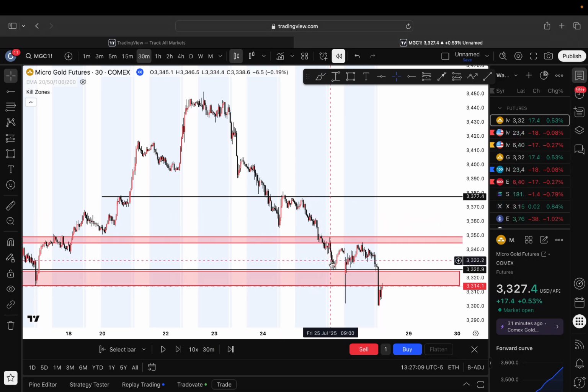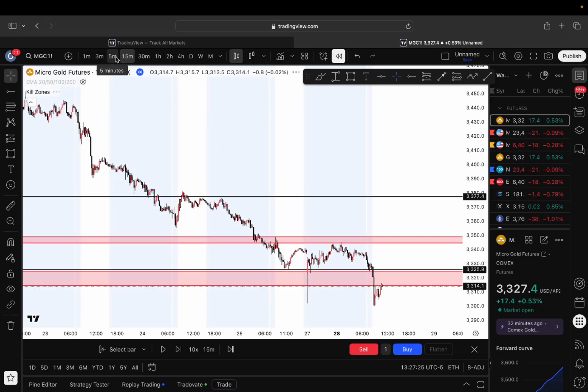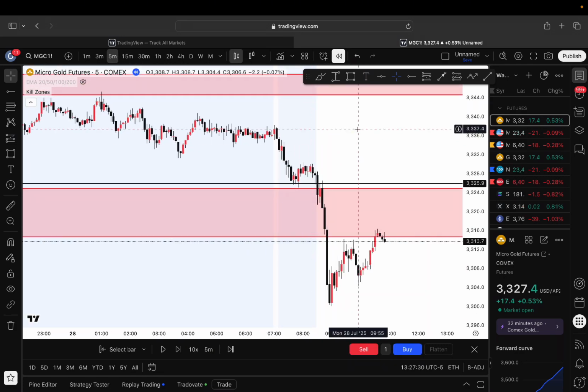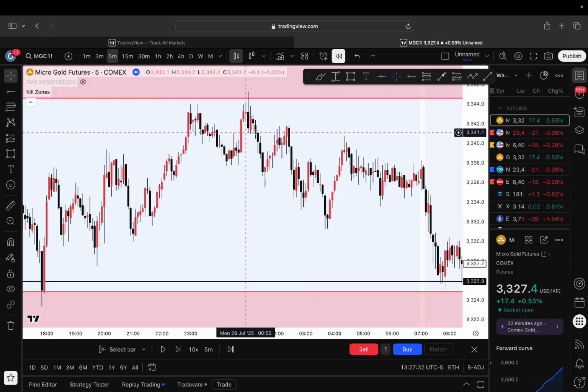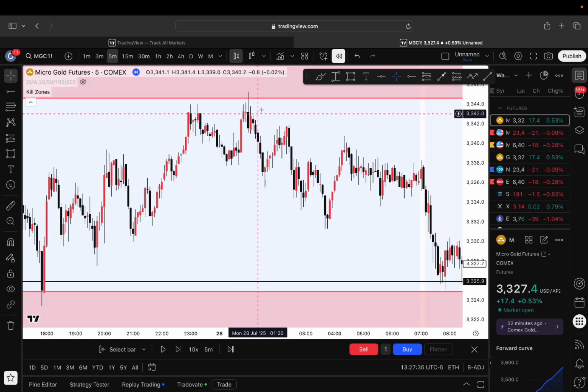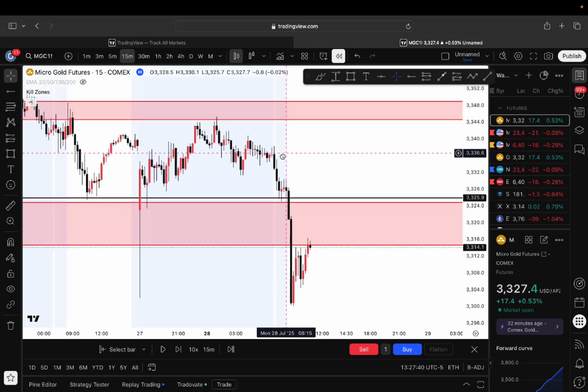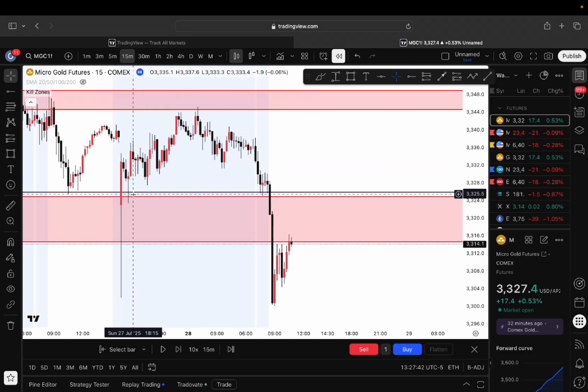Right here it broke, but it tapped this one, went back up, respected this one, and came back down. What do you see here? It broke, but you see that it did respect this area. Now we're going to see if we find any supply zones. Of course, why? Because we're going for sales. Look, it tapped here and respected it, and you know what else it did? It swept these lows right here.